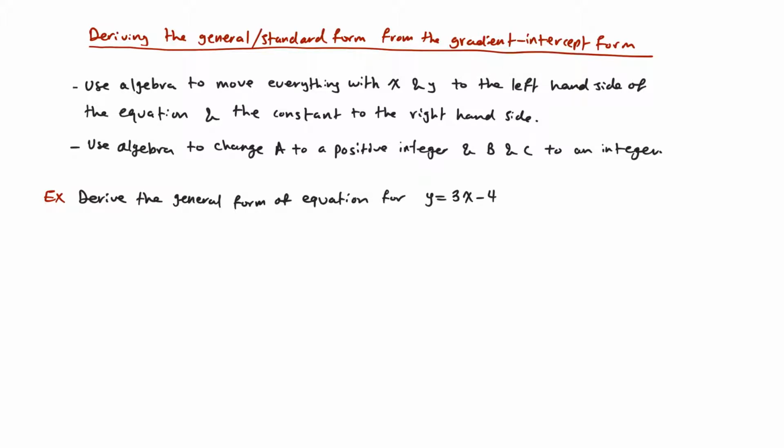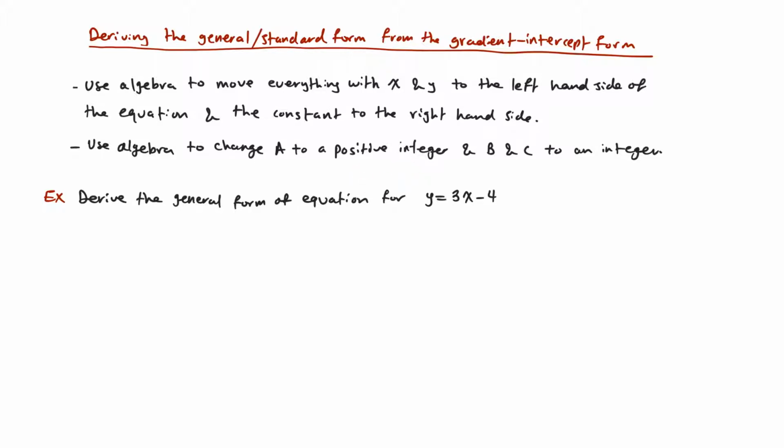Alright, we're going to be looking at how we can derive the general or standard form from the gradient-intercept form. So if you're given the gradient-intercept form such as this, how do we actually turn it into the general form? The first step is to use our algebra skills to move everything which has x and y. In this case, we have x and y, so we're going to move the x here to the left-hand side.